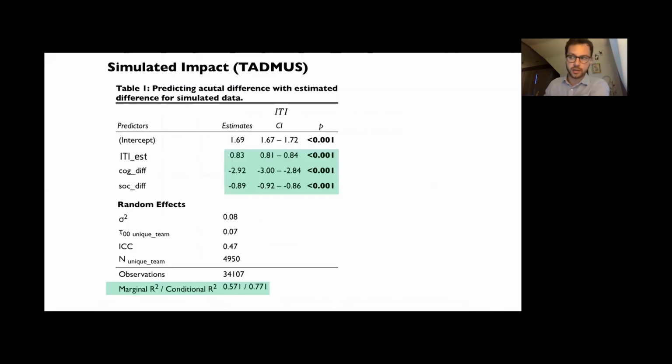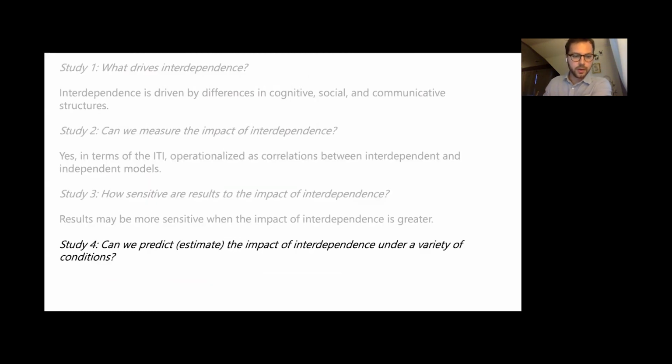So the regression that I showed previously supports that. We can see that the ITI estimate is again significantly predictive of the actual ITI, and also the cognitive and social differences are predictive of the ITI. So the ITI values decrease as you increase your cognitive difference and social difference values, meaning you get a higher impact of interdependence. Okay, so this suggests that we can predict the impact of interdependence for real and simulated data using an estimate that operationalizes socio and cognitive differences or structures on the team.